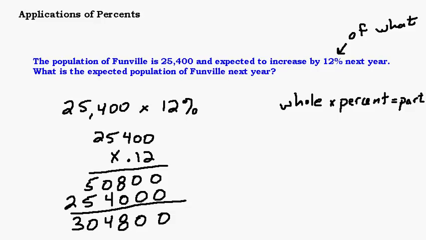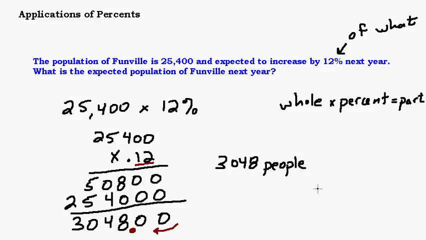Now, the number of places we're going to move our decimal is 2, because we have 2 digits to the right of the decimal. So we're going to move it 2 places from the end. And now we're dealing with people. So these zeros really don't mean anything at the end. We can simplify this to 3,048 people.